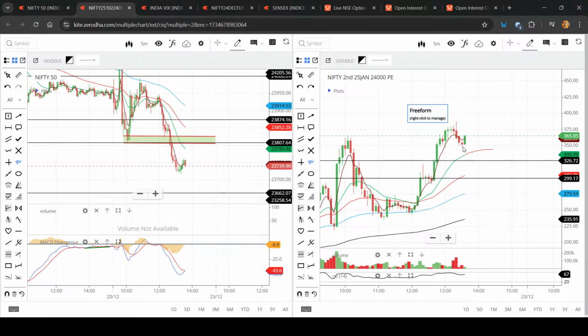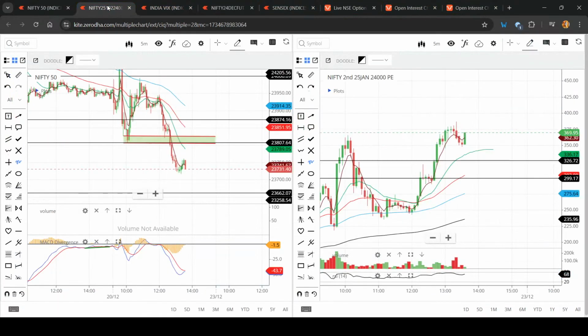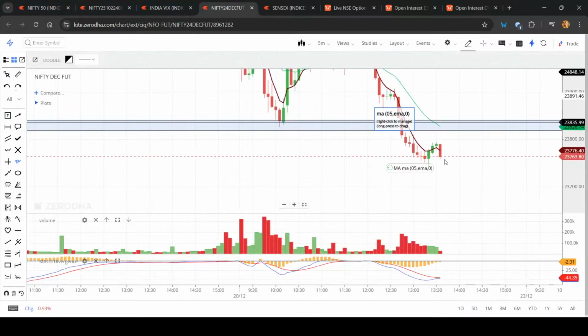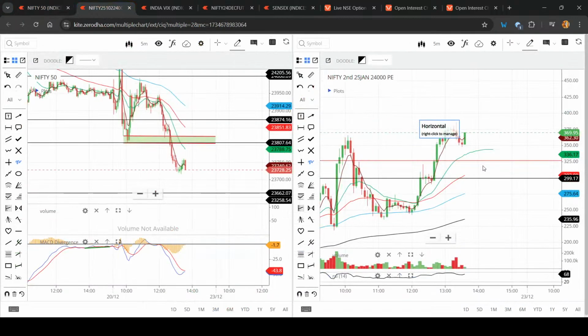So 350 has become a good support, and as we anticipated, a small pullback can come and we can go more down. I anticipated a pullback till this point, but it has not come. And again the VIX has started increasing. Alright, it's a good big volume.